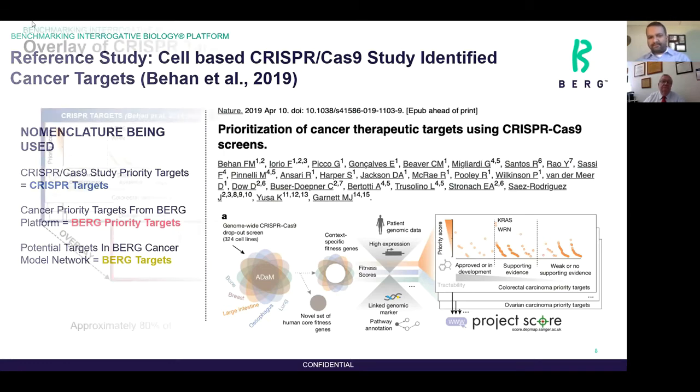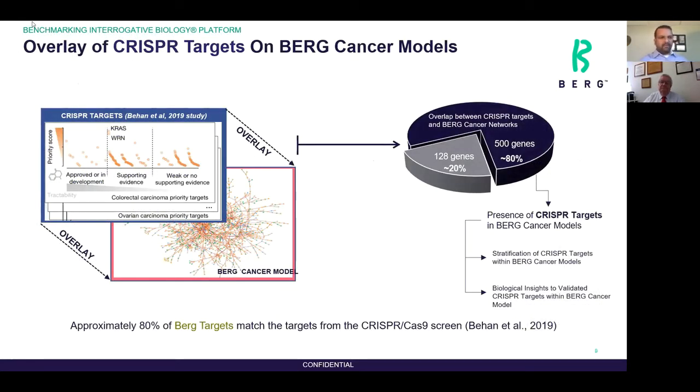And so from there, we overlaid some of the Berg networks that we had generated over years from some of the tissue samples that we had acquired with the Behan et al. networks or the model itself. And we got about 80% match for some of the Berg targets as compared to the CRISPR-Cas9 targets. Of course, there were a few that were not overlapping, but most of the targets that were explained or validated by the Behan et al. study were in the Berg networks as well. So we use that as a foundation for us to triage some targets as we move forward in our process of validation.